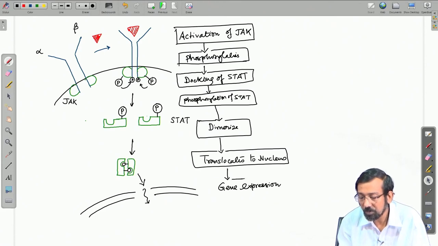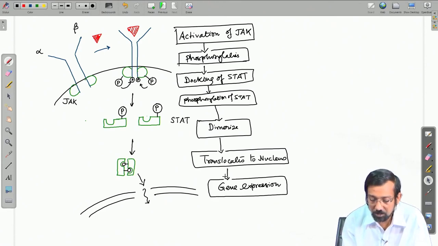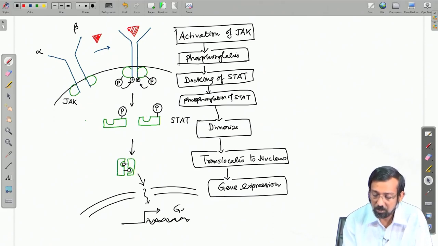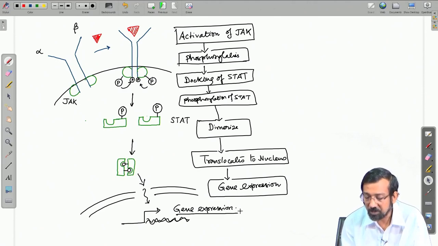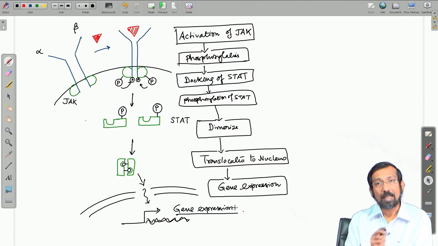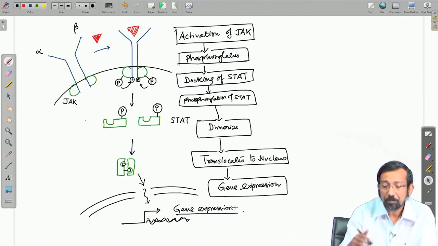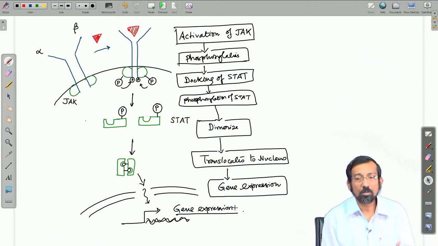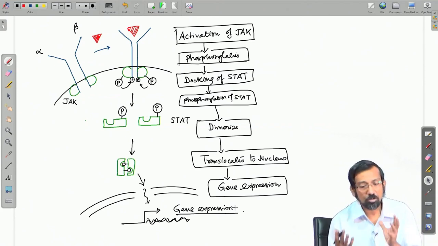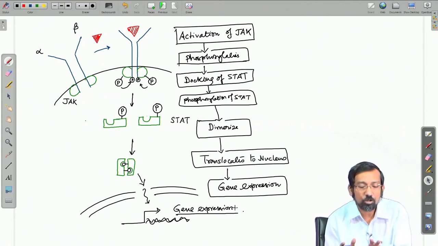That leads to expression or transcription of specific genes that mediates the function. So this is the overview of how the cytokine receptor works downstream of cytokine binding.